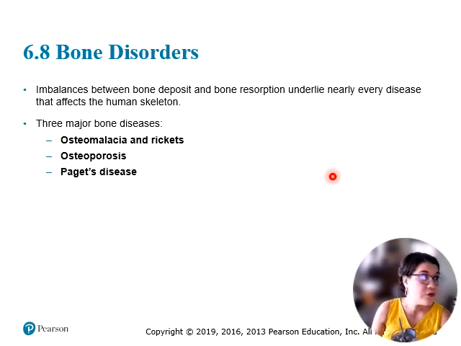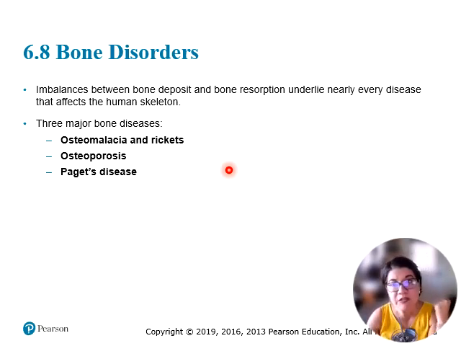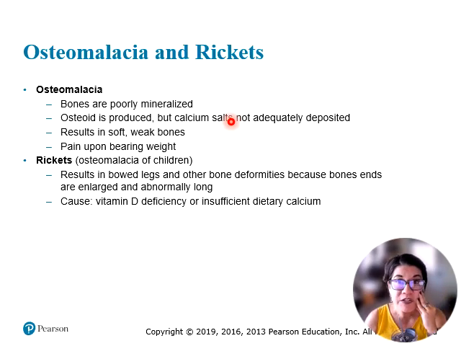Okay, so here are some bone disorders: osteomalacia or rickets, osteoporosis, and Paget's disease. Osteomalacia is when your bones don't have enough calcium; they're not mineralizing correctly, so you get soft, weak bones.